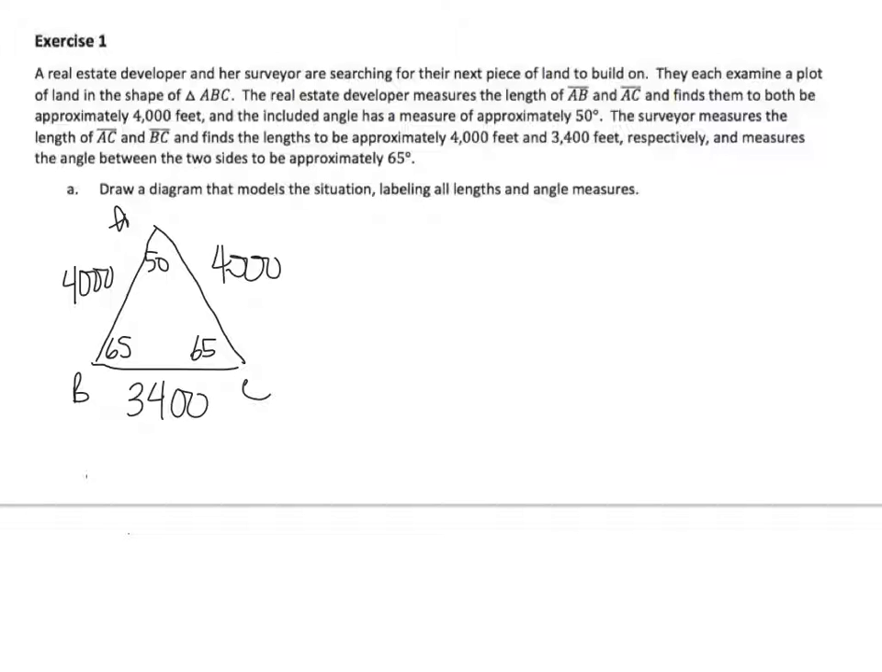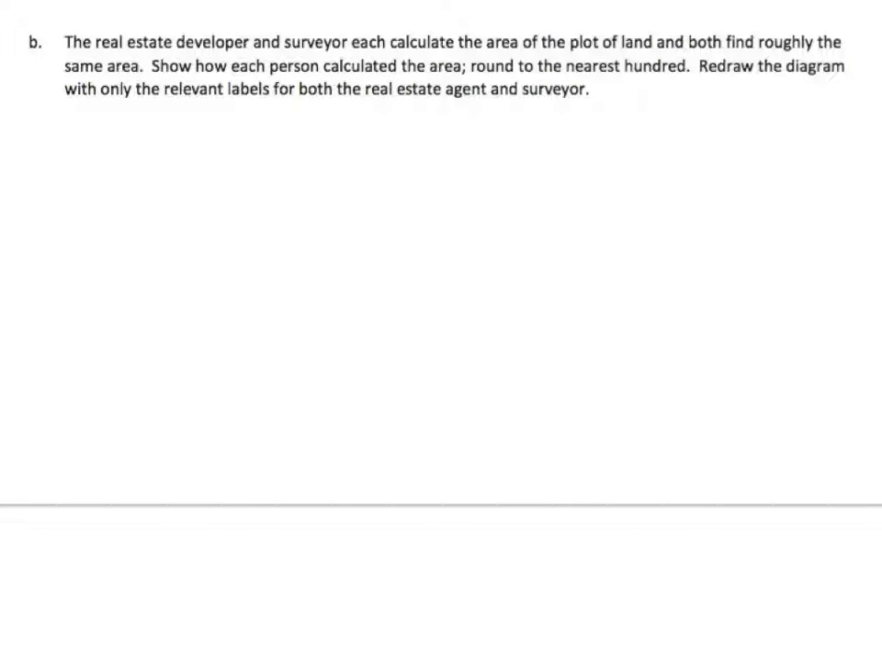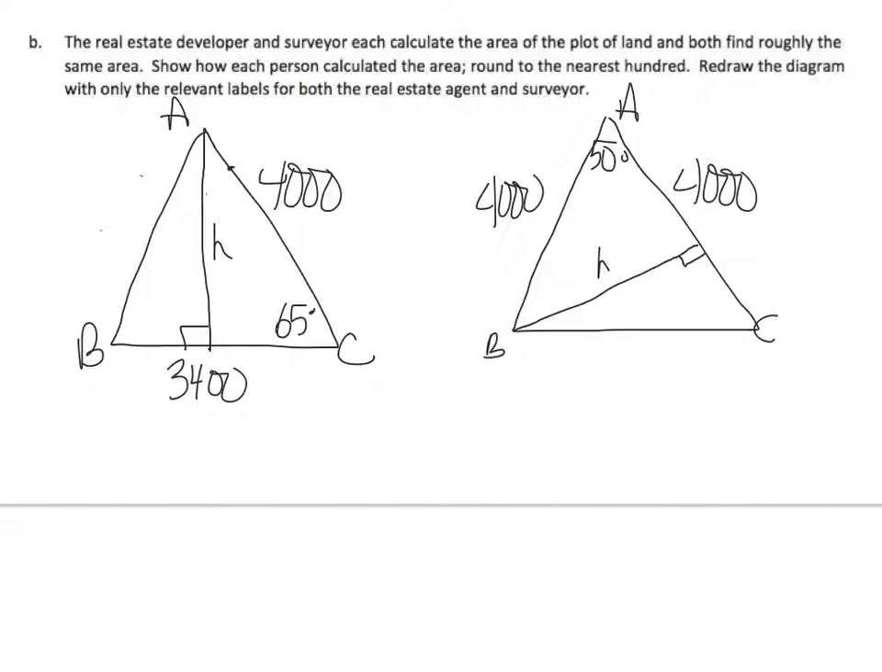That's crazy, isn't it? All right, so I've got the diagram that models the situation, labeling all lengths and angle measures. It's a little messy. I think I'll redraw it on the next slide a little bit bigger. So let's move on. The real estate developer and surveyor each calculate the area of the plot of land and both find roughly the same area. Show how each person calculated the area, round to the nearest 100. Redraw the diagram with only the relevant labels for both the real estate agent and the surveyor. So I'm going to draw two pictures. I'll be right back. Alright, check out two different ways that we could look at this drawing to solve it.